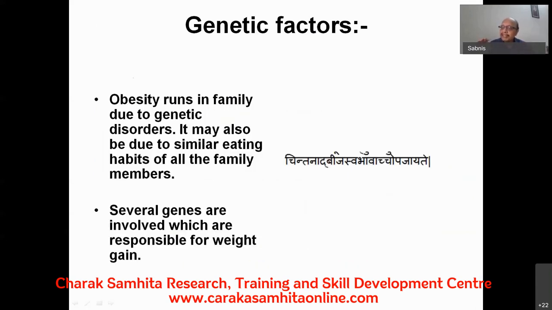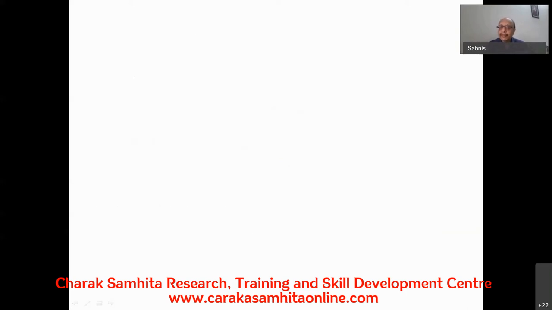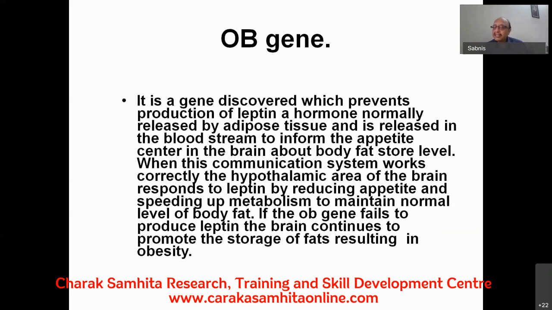This genetic obesity, which is chintanad bija swabhavat upajayate, is clearly related to leptin deficiency. They have clearly mentioned bija swabhavat upajayate, obesity runs in the family due to genetic disorders, and it is related with the OB gene. What is this OB gene? It is a gene discovered which prevents production of the leptin hormone, normally released by adipose tissues and released in the bloodstream to inform the appetite center of the brain about the fat store level. So it is a satiety hormone.